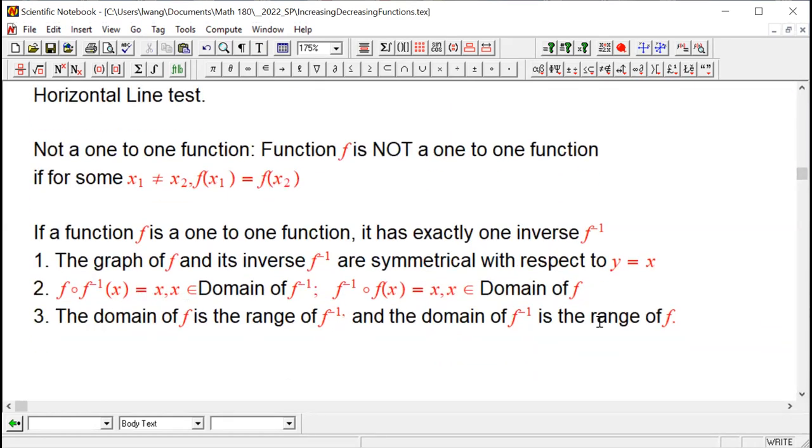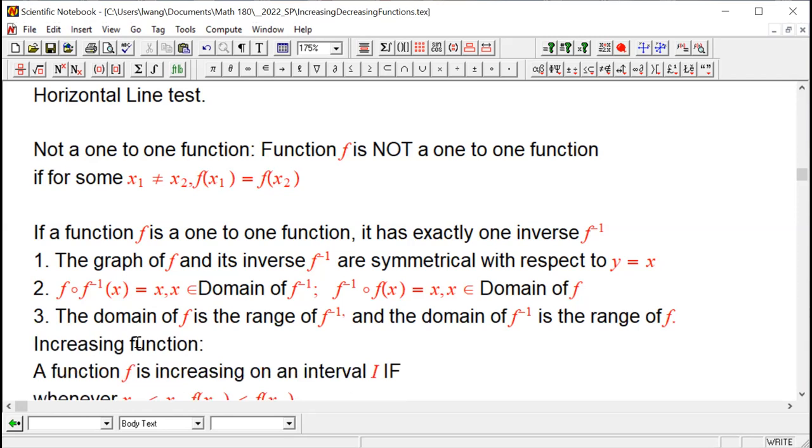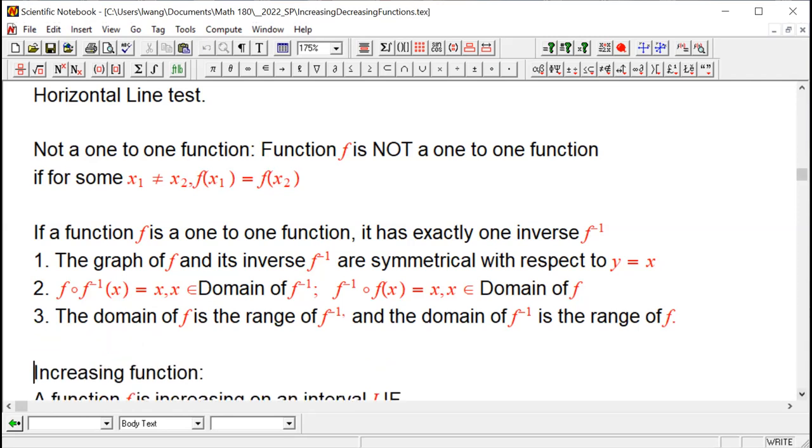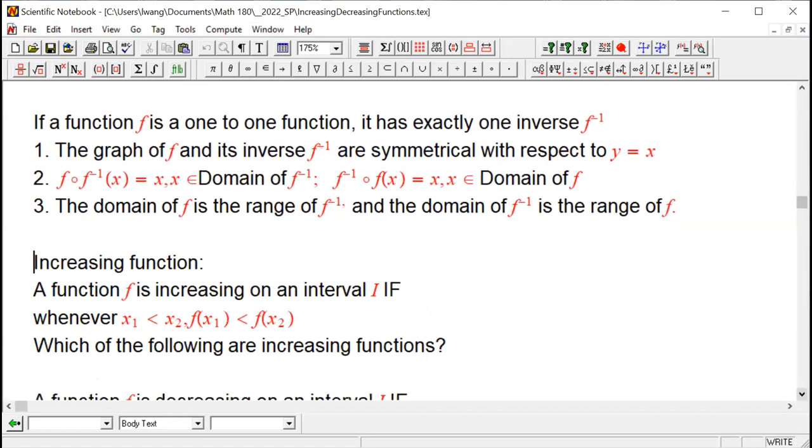We will see that in the future. And today we want to discuss two other important concepts, which are increasing functions and decreasing functions. So what is an increasing function? A function f is increasing on an interval. So here it doesn't have to be the entire domain. Whenever input 1 is less than input 2, the output for input 1 will be less than the output for input 2.